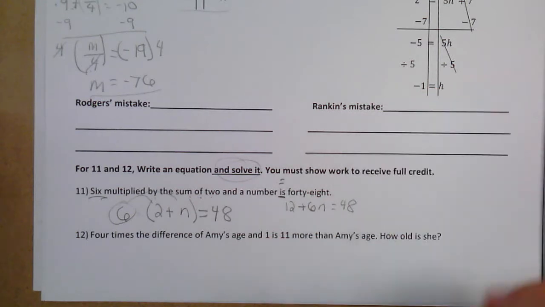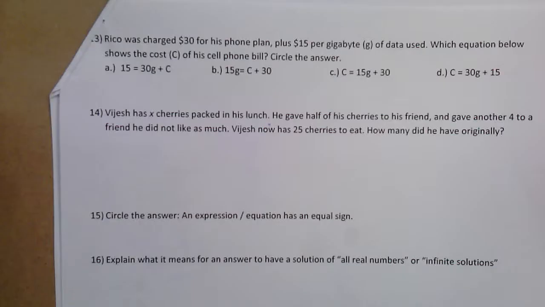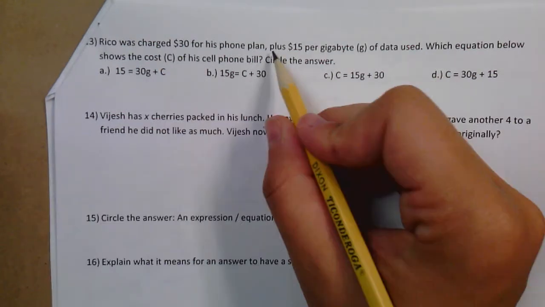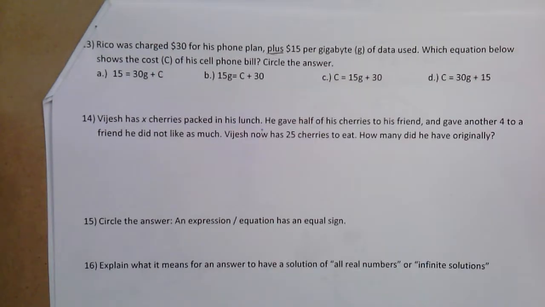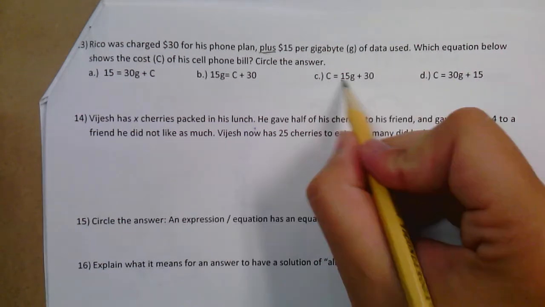Moving on to the last page then, as far as the review goes. Most of these are just kind of word problems you want to work yourself through. The first one, just be extra careful with where the magical words like plus or times are. So this one says he pays $30 plus 15 per gigabyte. So the 15 and the gigabyte are kind of paired up together. Therefore, you're looking for the 15 and the G to be paired up. So right off the bat, you can kind of go ahead and rule these out.